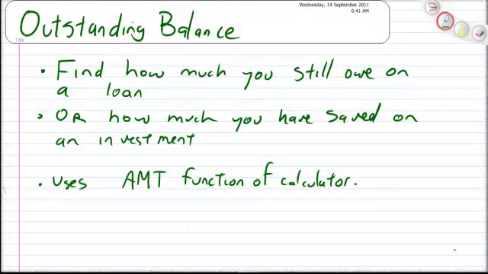Okay, we're looking at the outstanding balance. So how to calculate the outstanding balance on a loan or an investment. It's the same kind of process for either one. For a loan, you might want to know how much you owe at a certain time, which is the balance, or you might want to find out for an investment how much you've saved up at a certain time, which is also the balance. So it's the same kind of thing, but you're using the AMT function of your calculator. The AMT function here is really important to learn how to use. Let's have a look at this question and we'll see how it rolls.